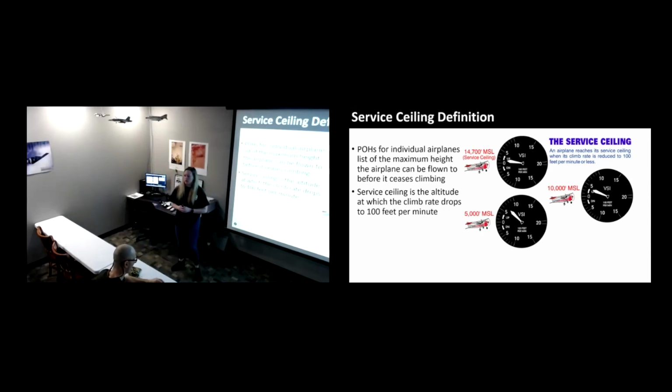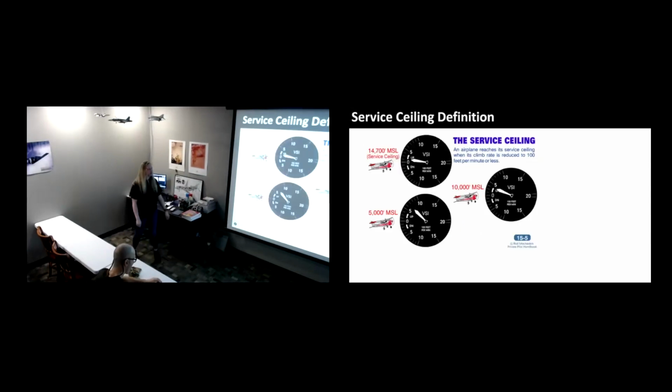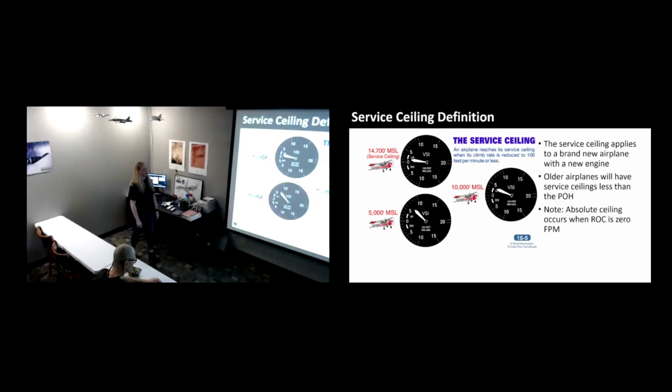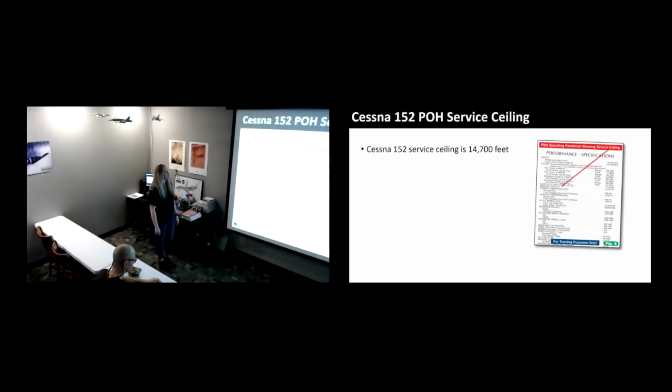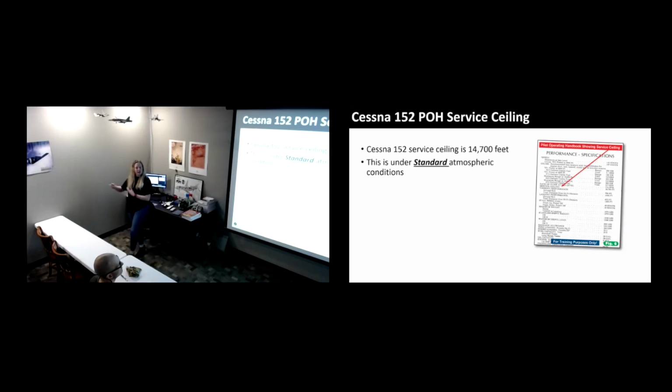Does anybody know how slow a 100 foot per minute climb actually is in real life? Even if you could milk a little bit more altitude out of that airplane, it's going to take a long time. So they just cap it at 100. This Cessna 152 has a 14,700 foot service ceiling. This is under standard conditions. So if it's hot out that day, they're not going to get that high. If it's cold out that day, they might get higher.